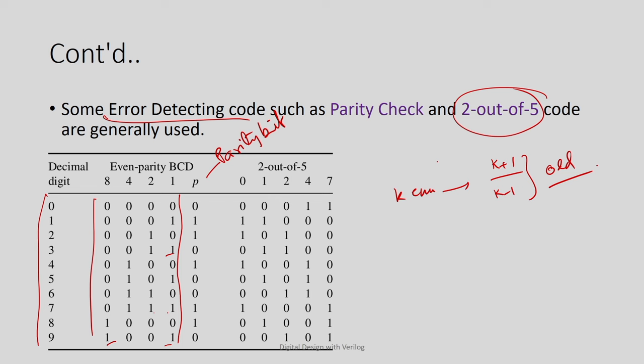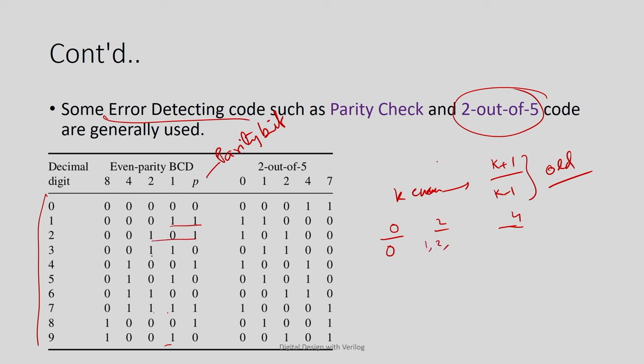So whenever a single bit flip happens here, I will always reach a code word which has an odd number of 1s, and which is not a valid code in my encoding. Let us see, the number of 1s can be 0, 2, 4, because it is even. So I have encoded 0 with 0 number of 1s, then with 2 number of 1s, I have encoded 1.